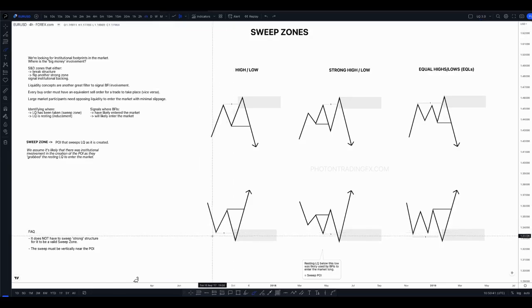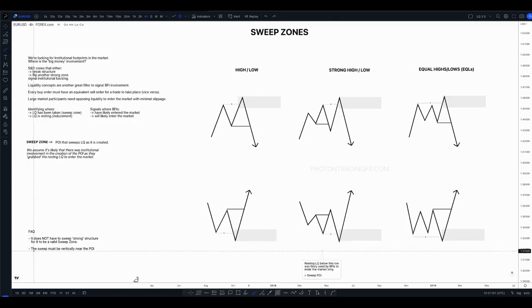For me, for a sweep zone to be valid, it does not have to sweep strong structure, okay? So that's a weak low, right? If you have a trending market, it never broke the high, so that's a weak low. It doesn't have to sweep it, but this is obviously more ideal, right? Because this sweeps strong structure. So I would view this as higher probability than this, but it doesn't have to be. I would still view that as a sweep zone.